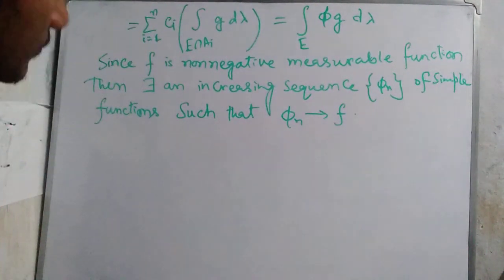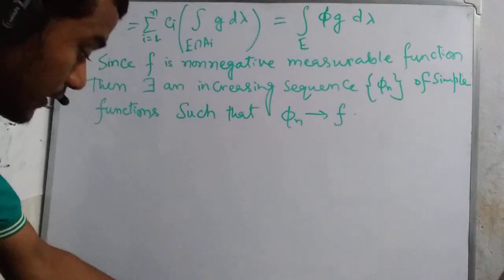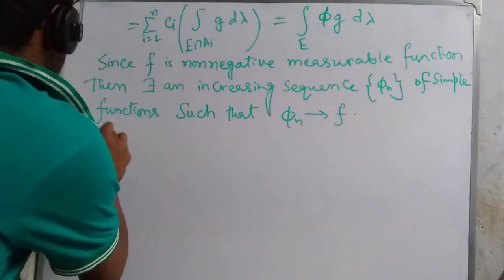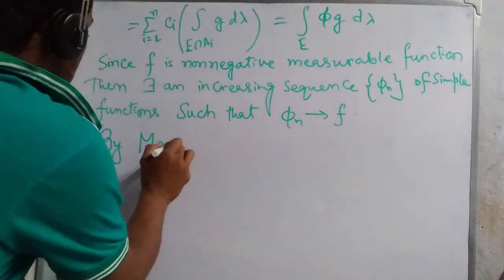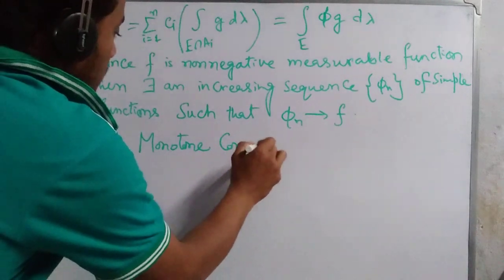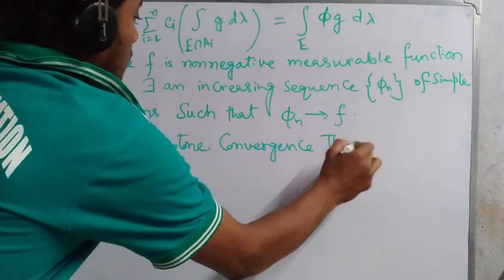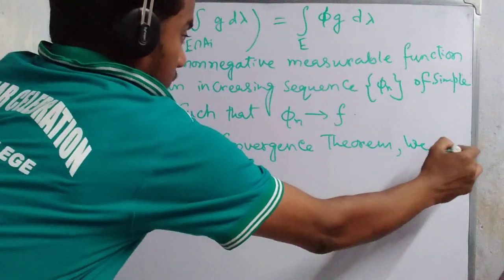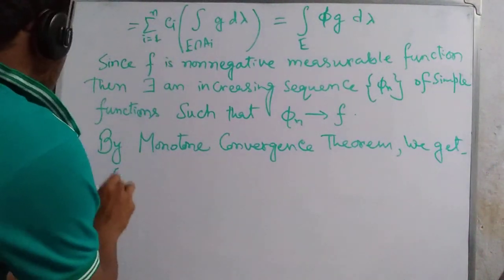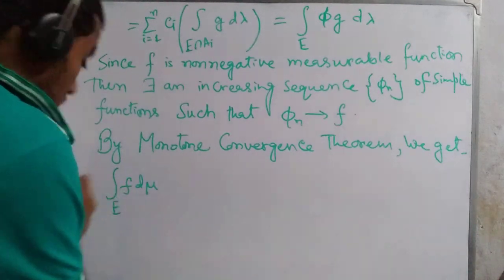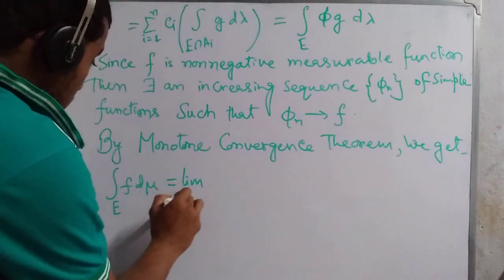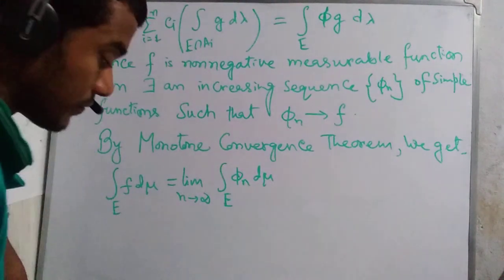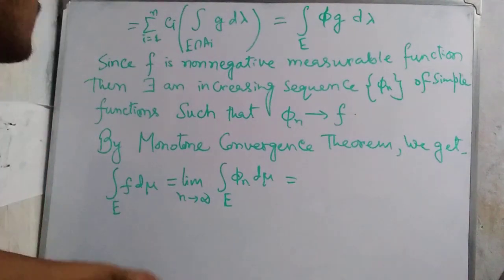Okay, then what happened? Then obviously we talk about the monotone convergence theorem. By the monotone convergence theorem, we get the integration over E of f d mu equal to the limit as n tends to infinity of the integration over E of phi n d mu.